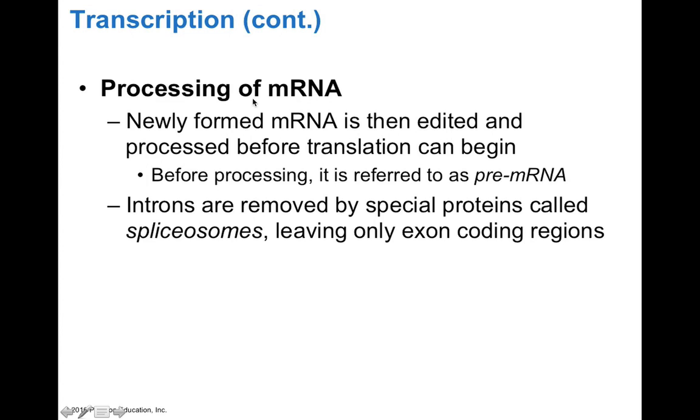So in terms of processing of mRNA, this is where this newly formed mRNA is edited and processed. We call this pre-mRNA. And remember, introns are removed by spliceosomes, leaving only the exons, and then even exons can be removed or shuffled around to form kind of different mRNA strands.